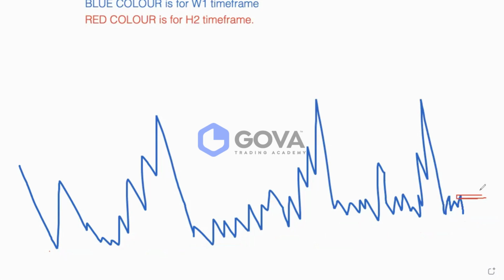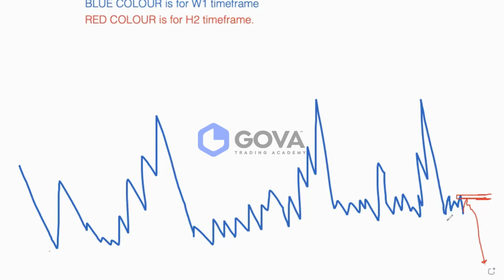Now let us assume that this rally based drop zone, you saw it on the H2 time frame. So on the H2 time frame, you are expecting price to come back to your zone and then continue going down. Does it make sense at all? It doesn't make sense to expect markets to go down massively in an area like that, because you are on a higher time frame demand level. Remember, the blue color is for weekly time frame, while the red color is for H2 time frame.